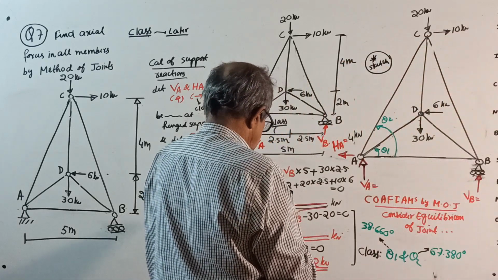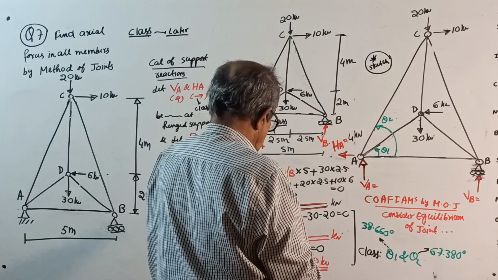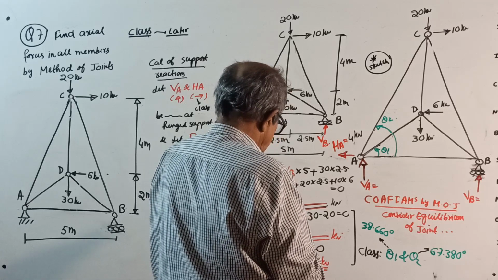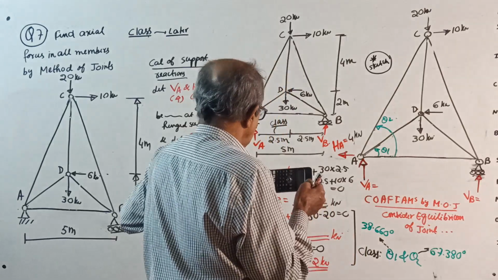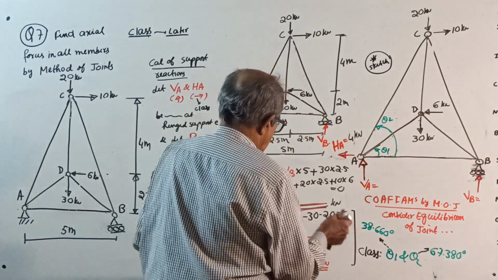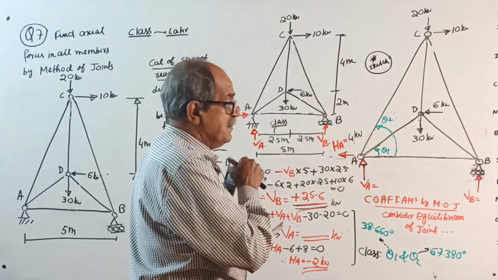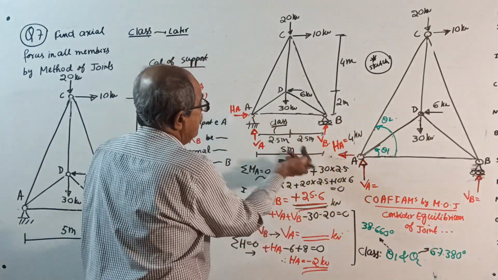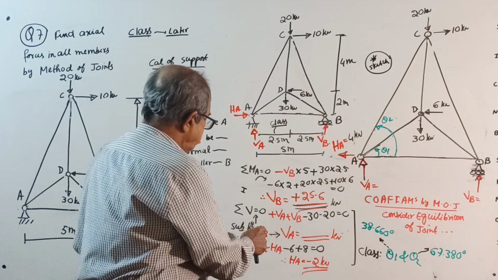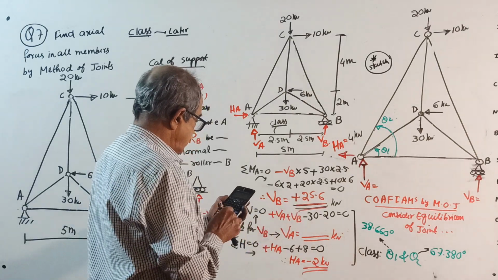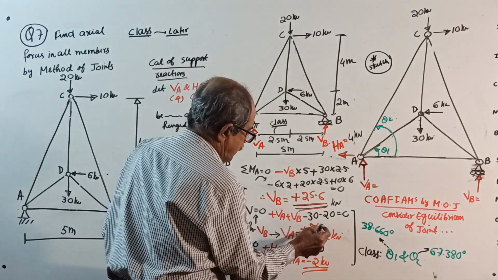I will calculate VB now. See, 30 into 2.5 minus 6 into 2 plus 20 into 2.5 plus 10 into 6, divided by 5. VB is plus 25.6 kilonewton. Only one decimal. Sigma V equals 0: plus VA plus VB minus 30 minus 20 equals 0. Substitute for VB whatever you got. 50 minus 25.6 is 24.4, so VA is plus 24.4 kilonewton.